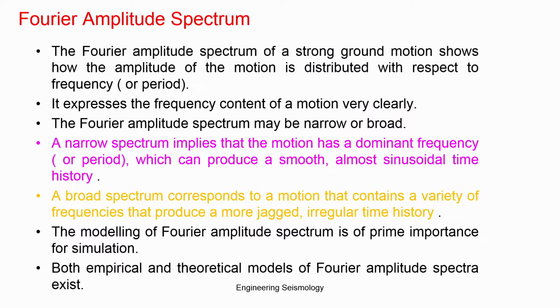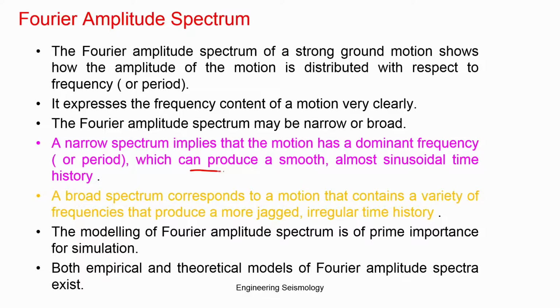Fourier spectrum values. The Fourier amplitude spectrum of strong ground motion shows how the amplitude of the motion is distributed with respect to the range of frequency and period, and it expresses the frequency content of a motion very clearly. The Fourier amplitude spectrum may be narrow or broad. A narrow spectrum implies that the motion has a dominant frequency or short period, which can produce a smooth and almost sinusoidal time history.